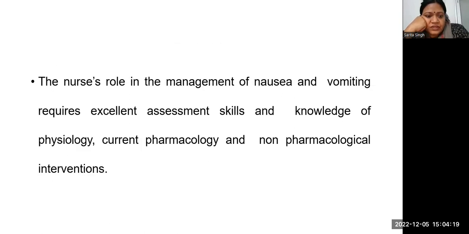The nurse's role in the management of nausea and vomiting requires excellent assessment skills, and knowledge of physiology, current pharmacology, and pharmacological interventions. So nurses should have a little knowledge about the normal pharmacology of the management of nausea and vomiting. You should also know the situation of the patient at the time of the nausea and vomiting. So a very simple assessment should be there at your end.